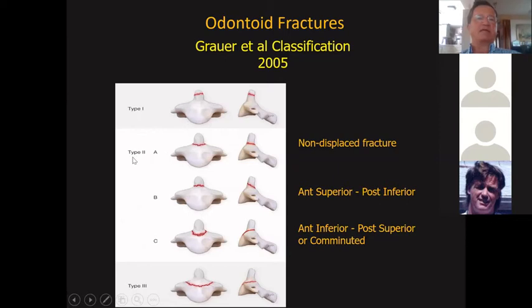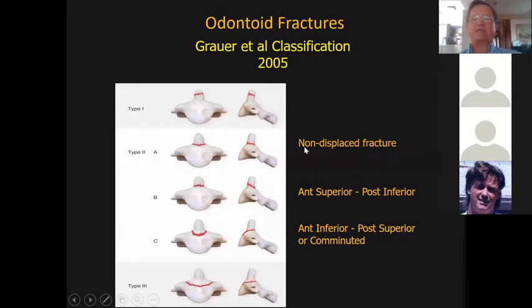But in 2005, Grauer and co-workers subclassified the Anderson and D'Alonzo classification with type 2A, B, and C.